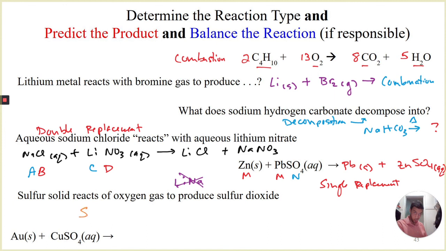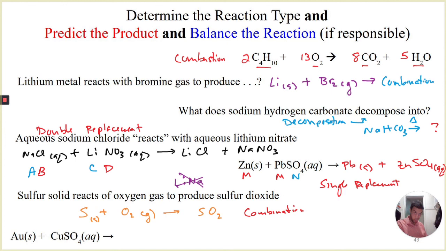Solid sulfur reacts with oxygen gas to produce sulfur dioxide. Didn't specify the phase, so I don't have to do that one. This would be a combination, and conveniently is already balanced for us.